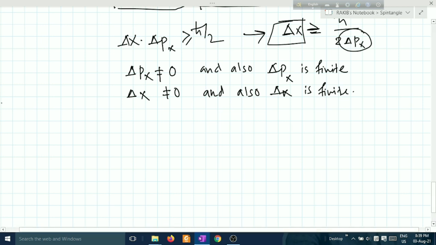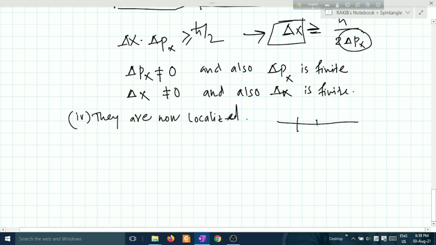Now property 4: they are non-localized. This means they cannot be localized at some point. This is x1, this is x2, this is x3. This is property 4. Property 5 is what? We cannot trace the trajectory of the particles.